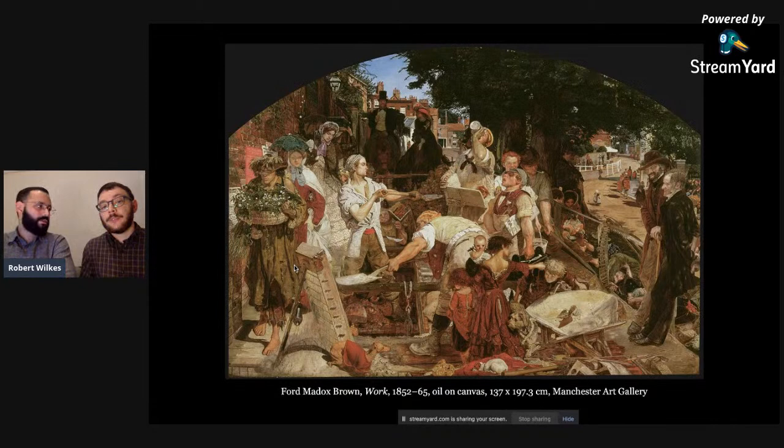It's a really rich painting and there's no time at all to go into much detail about it. But the basic message of the painting is to put in the center of the painting, where you would normally find the heroes in a history painting, the workers, the laborers of the urban landscape. In this case, I think they're digging a new road. And they're surrounded by members from all different levels of Victorian society.